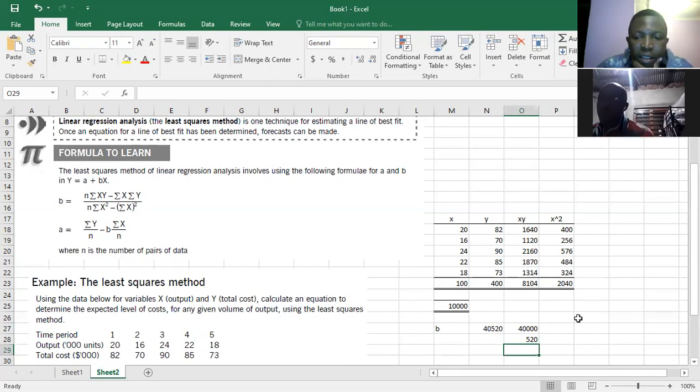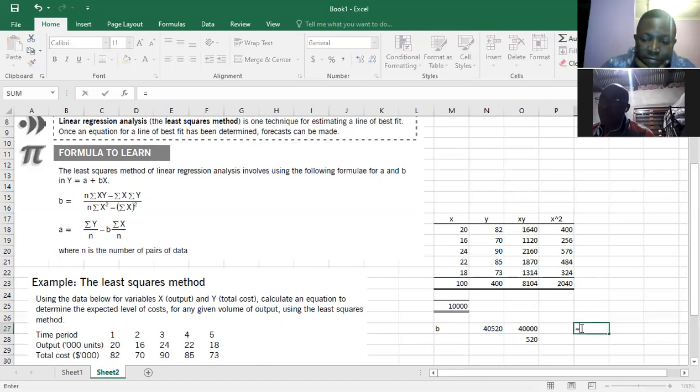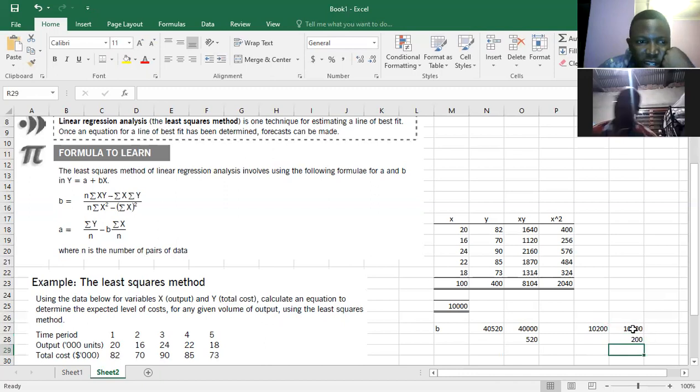Then downstairs, we have N times summation of X squared. So this is summation of X squared, this one, 50,000. N is 5, so it will be 5 times this. Then we are going to have this guy, the other side. This side we have this one. So we subtract, and we get 200.